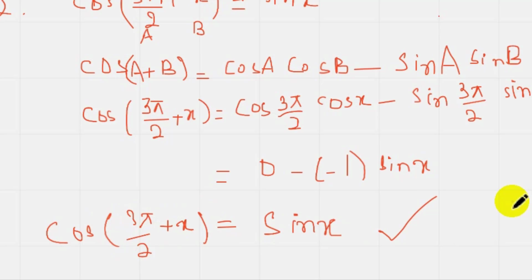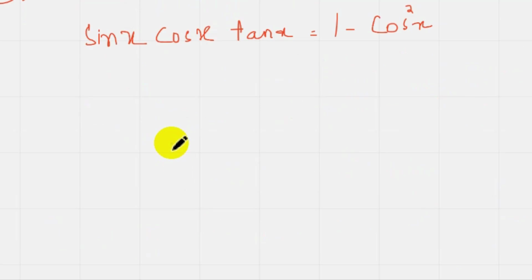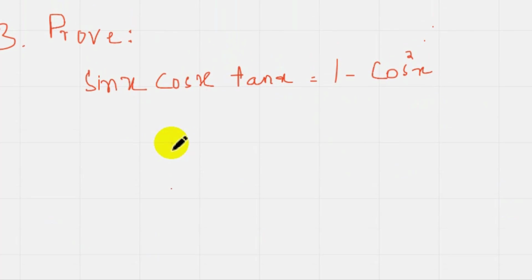Okay, just the last question of the video. Let's practice now the identity which requires the tangent and the square. Let me give you the question, now you'll see for yourself. Okay, so there we go. Here I have a question which says prove sine x cos x tan x equals 1 minus cos squared x.